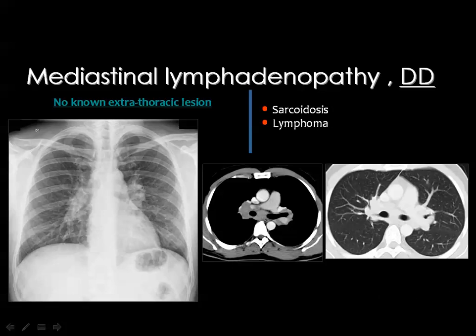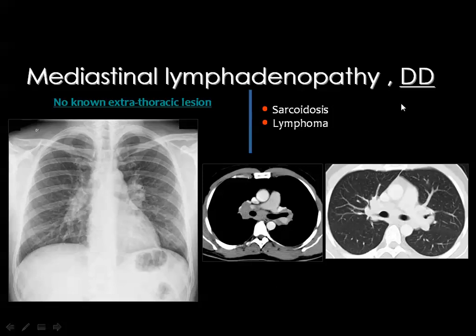And you remember I have mentioned that this is the classic appearance on chest X-ray for sarcoid. Then you see enlargement, symmetrical enlargement, of the hilar shadows with lobulated margins suggestive of lymphadenopathy, and the lymphadenopathy is also seen on CT scan.